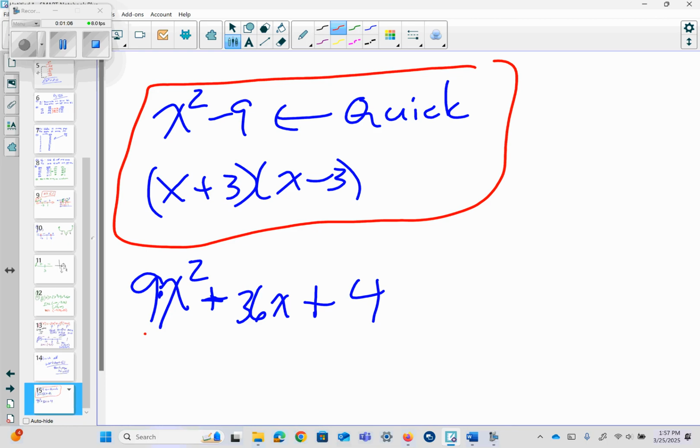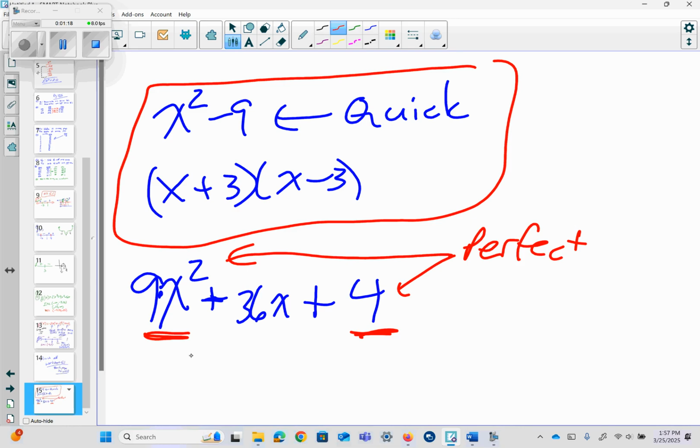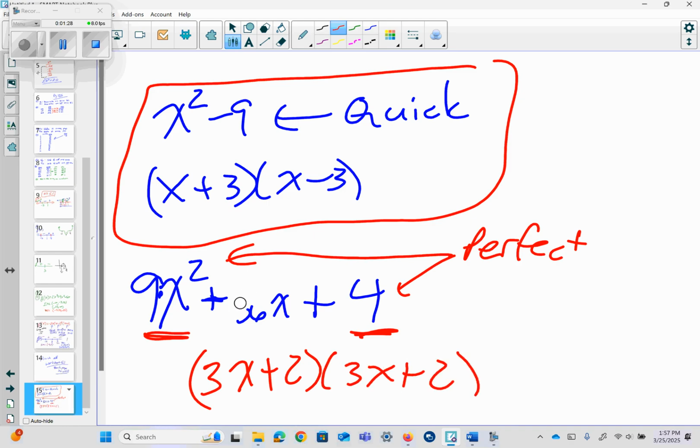And then sometimes if you have 3 terms, if you look at the first and the back end, if you have perfect squares at the front and the back, sometimes you can just say, oh, this is going to be 3x plus 2 and 3x plus 2. That should have been 12. I made a mistake. It should have been 12. All right, so sometimes this will work.